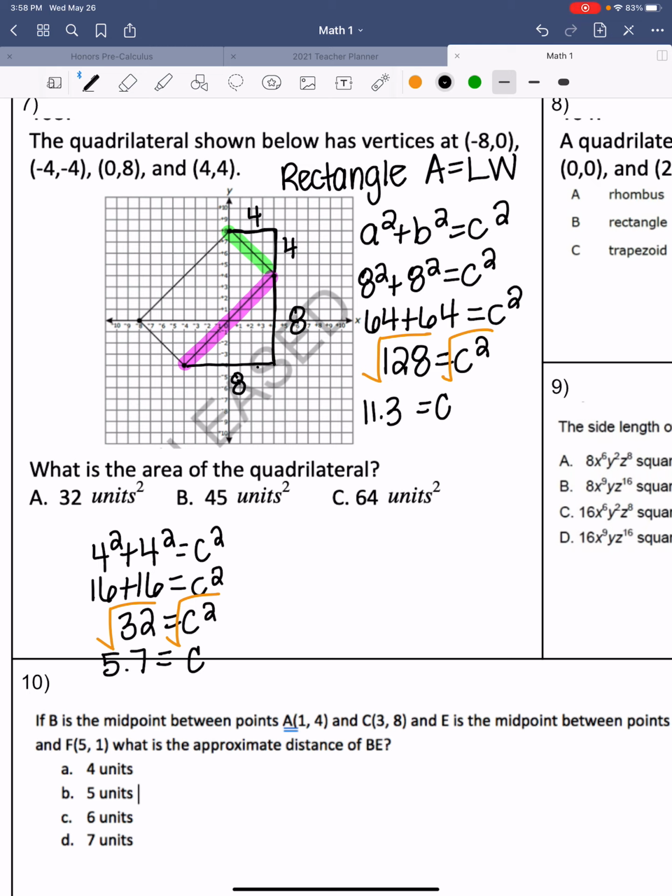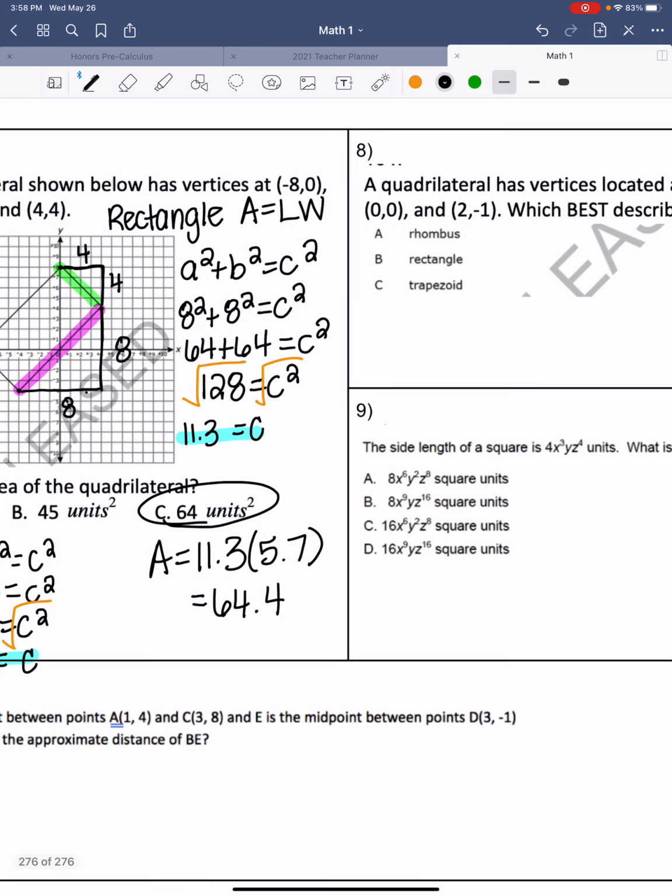So we have our length and we have our width, so we're going to do 11.3 and 5.7, and we're going to multiply those together. So 11.3 times 5.7, we get 64.4, which is approximately 64 units squared.